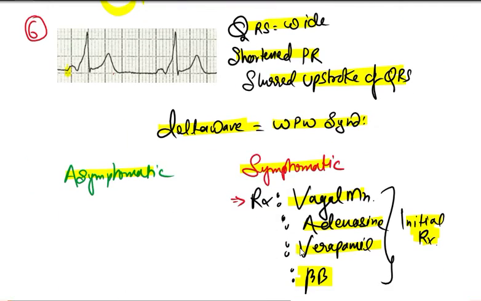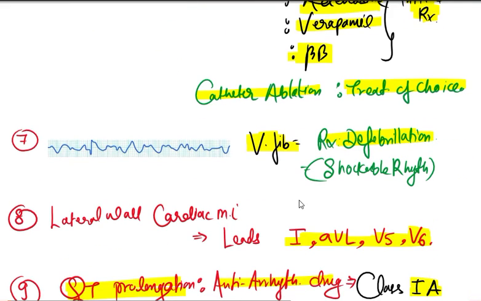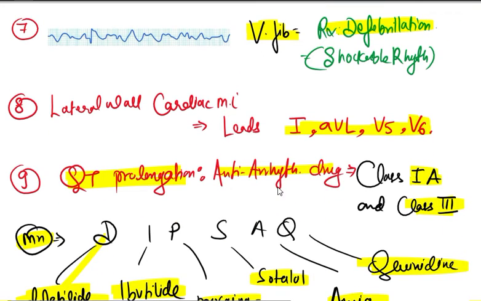Next one, here we see a slurring upstroke of the R wave and the QRS is wide. When QRS is wide, automatically the PR interval will be short. So this is the delta wave present in WPW syndrome. The patient can be asymptomatic or symptomatic. A symptomatic patient has to be treated first with vagal maneuver, adenosine, verapamil, beta blocker. This is the initial treatment, but definite treatment should be catheter ablation.